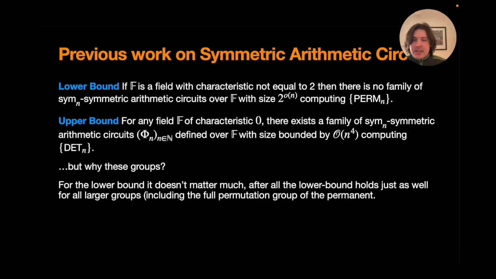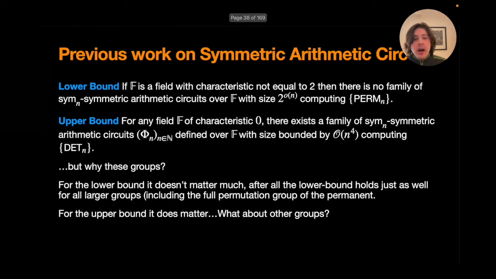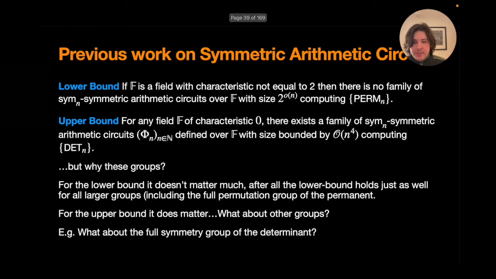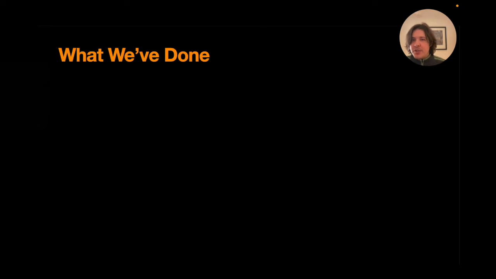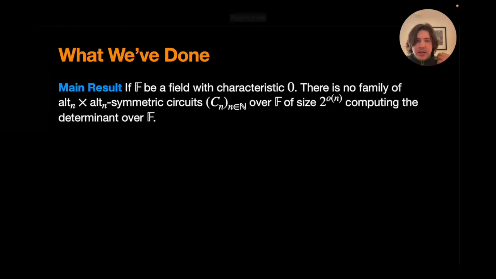In the upper bound case, this is a bit more of a problem, and certainly this upper bound doesn't apply a fortiori to the full symmetry group of the determinant, and so it's a bit of a tricky question to answer. Why is this group canonical? And indeed, what we're going to be addressing today really carries on from that, and is motivated by that question.